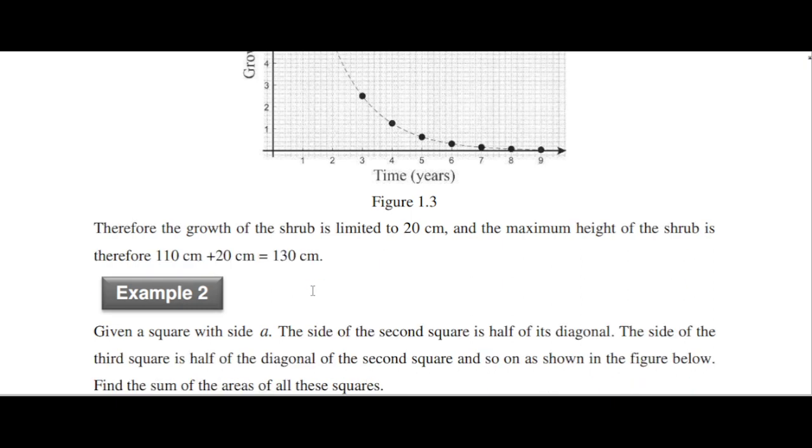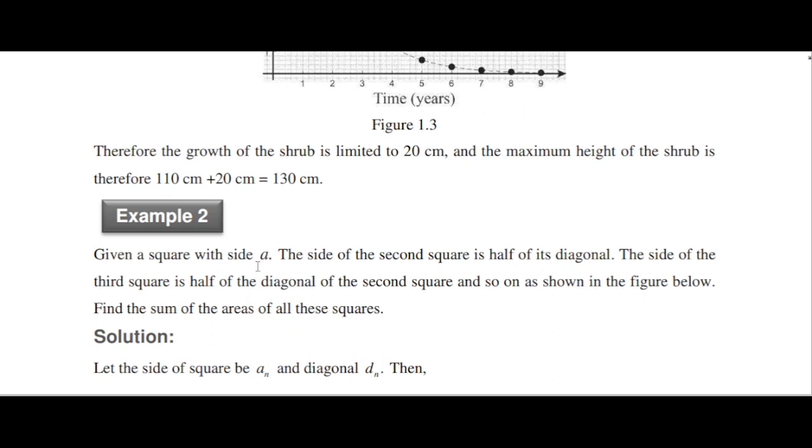Let's go to example 2. Given a square with side A, the side of the second square is half of its diagonal. The side of the third square is half of the diagonal of the second square, and so on, as shown in the figure below. Find the sum of the areas of all these squares.